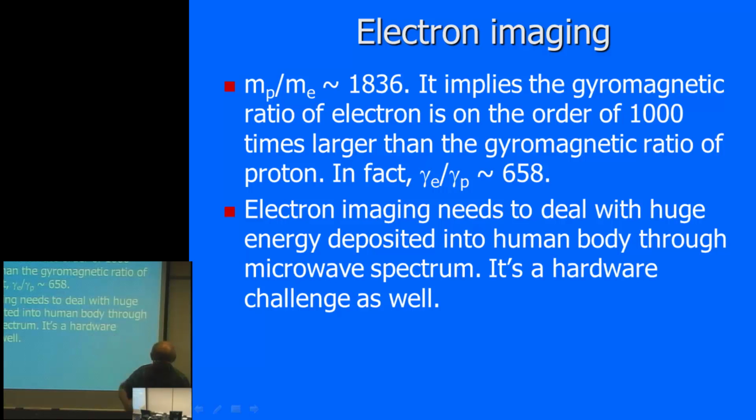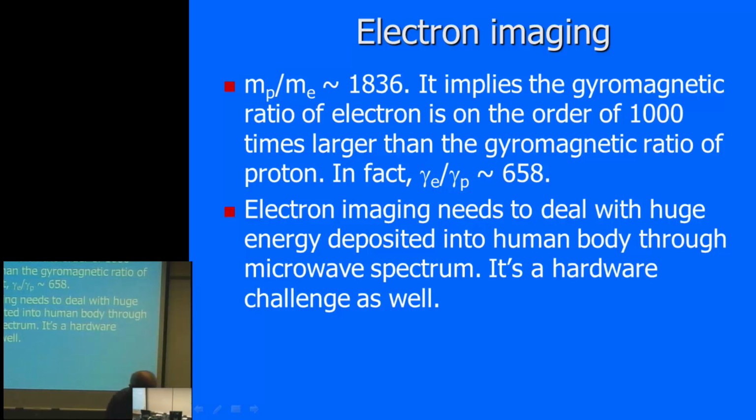If you just consider the ratio of the mass between a proton and an electron, it is about 2000, 1836, and it tells you that the gyromagnetic ratio of an electron is 1,000 times higher than the gyromagnetic ratio of a proton. And now from the measurements, you get a number like that. But anyway, that's still on the order of 1,000.